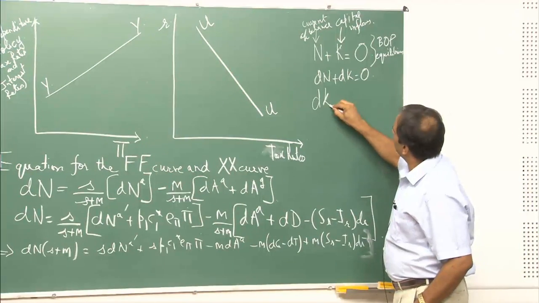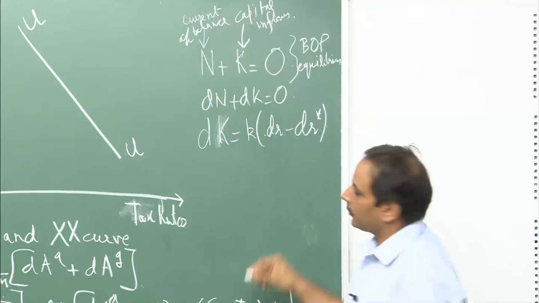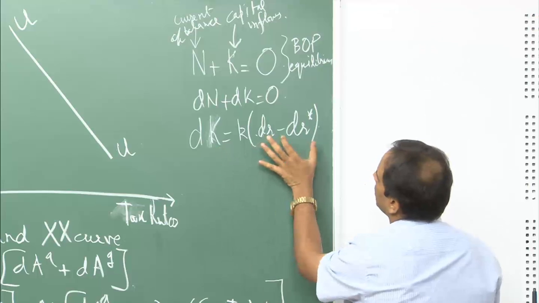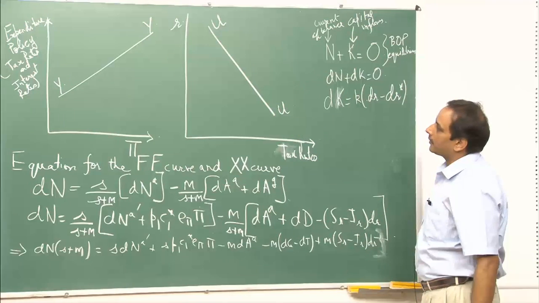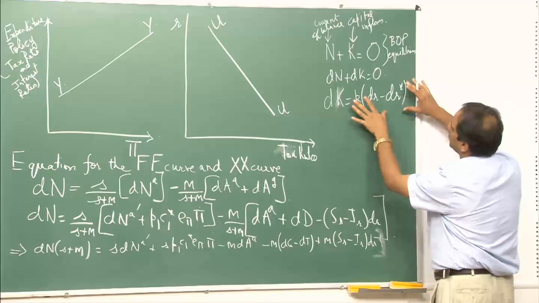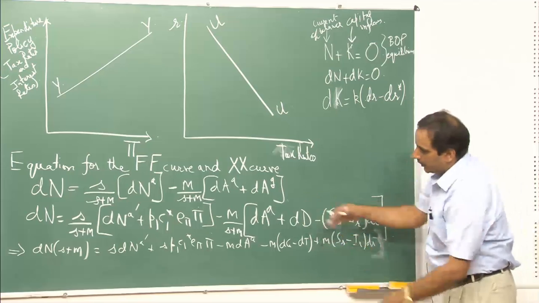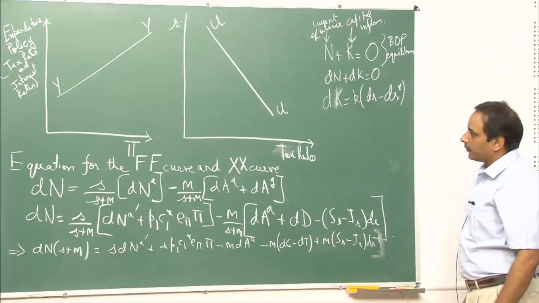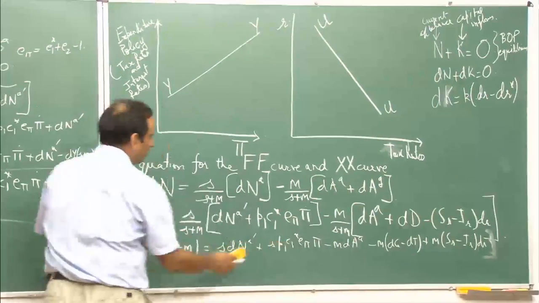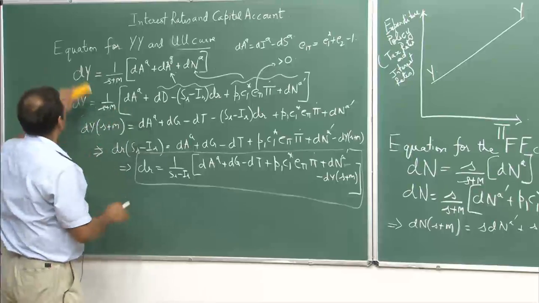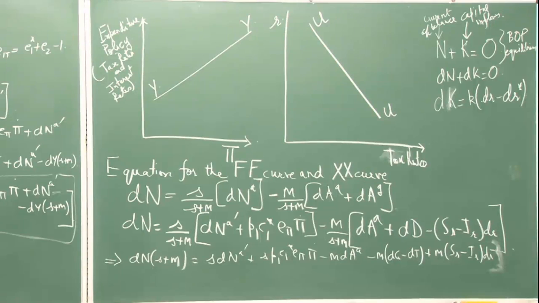Now, further we introduce that this capital flows is a function of the differential interest rates. So, that is the difference between the FF and the YY curves that we got earlier, and now we have introduced capital, which is a function of the domestic interest rates and the foreign interest rates. And we are going to put it in this equation and see how we will get another set of curve, which will be called the XX curve. So, I am going to move from here to this part of the blackboard to get the equation for the FF and the XX curve.